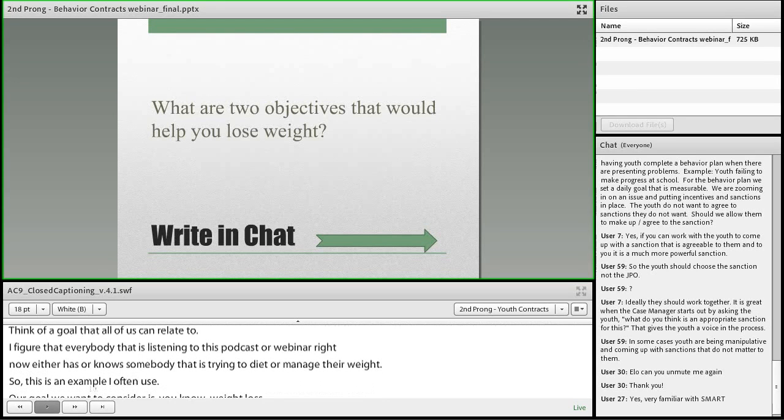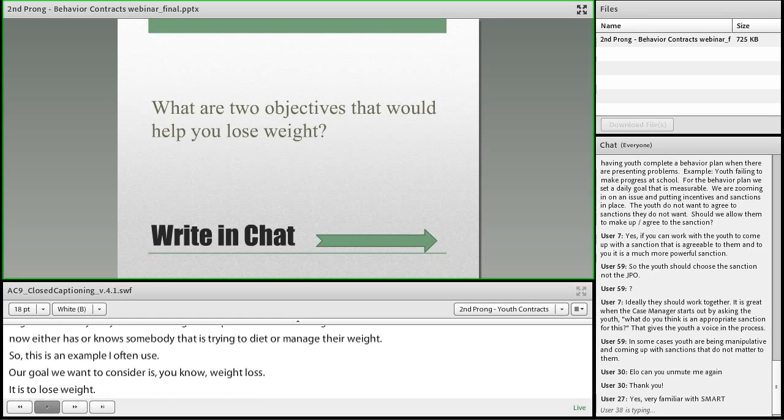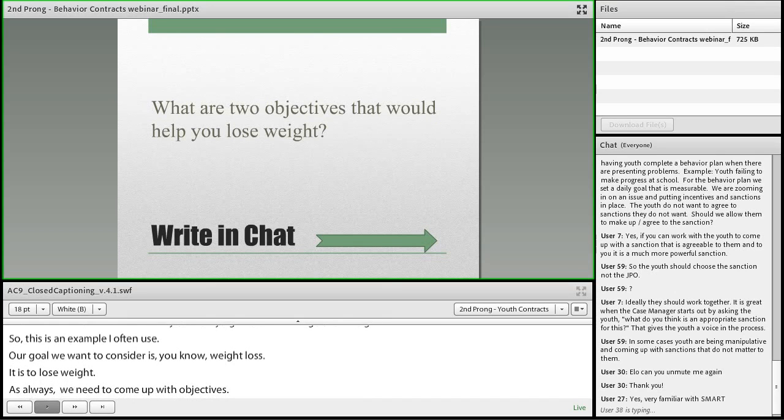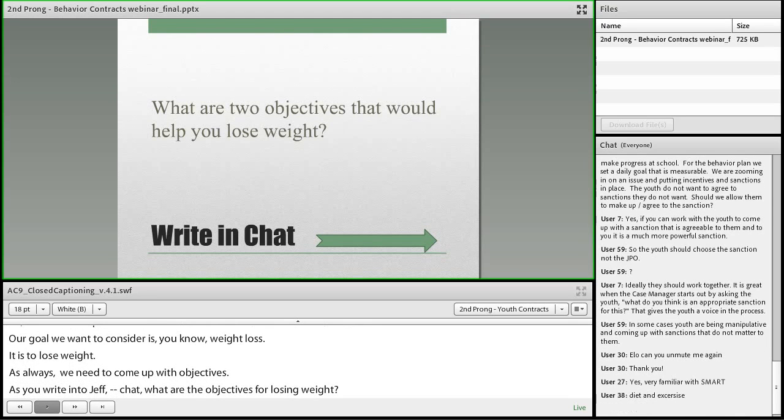As always, if you have the goal, our goal is to lose weight, so we need to come up with some objectives. As you think about this, write in the chat what you think the objectives would be for losing weight. I know for a fact, because a doctor told me this just recently, that there are really just two objectives to help you lose weight. And Kevin, you're right on it.